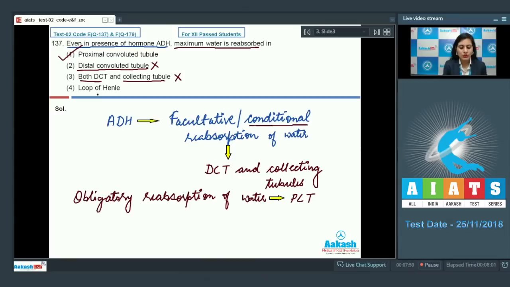Whereas the last option, that is loop of Henle, is incorrect because minimum reabsorption occurs in this area called loop of Henle. So we know that out of the given options, PCT is the correct answer. Why? Because even in the presence or absence of ADH, due to this obligatory reabsorption of water, maximum water will be reabsorbed in PCT rather than DCT and collecting tubule, where facultative or conditional reabsorption of water occurs. So the correct answer for this question is option number 1. Let's discuss our next question.